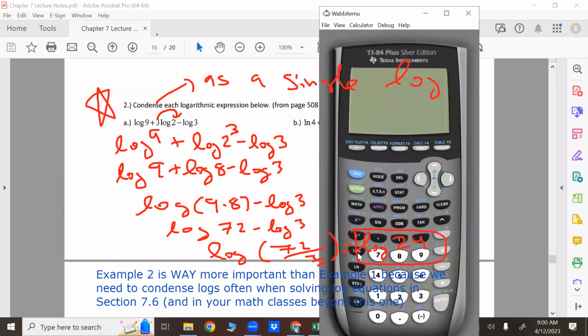If I did log 9, let's turn this guy on again. Log 9 plus 3 log 2 minus log 3, I get 1.38. And if I did log 24, I get the same thing. So you could always check your work using a calculator. Make sure you combine the logs correctly.